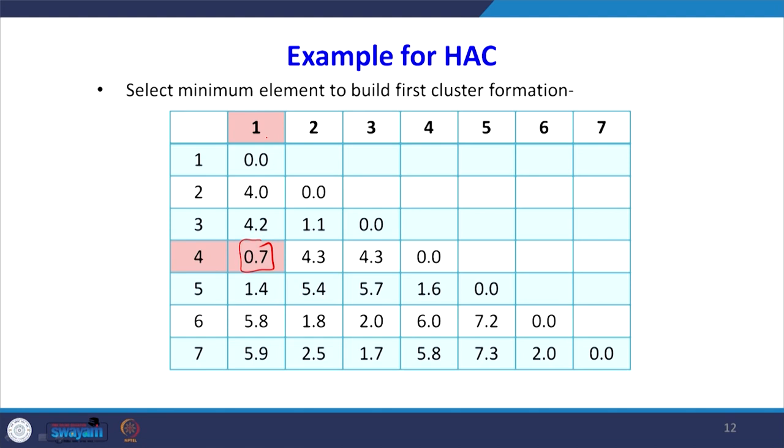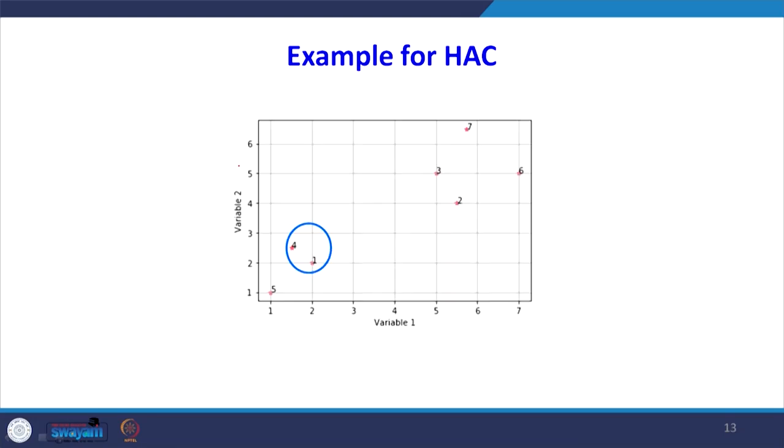So what are we going to do? We are going to form a cluster in which there are two elements, 4 and 1. So 4 and 1 will form a cluster. So we got this one, 4 and 1. This is our first cluster.